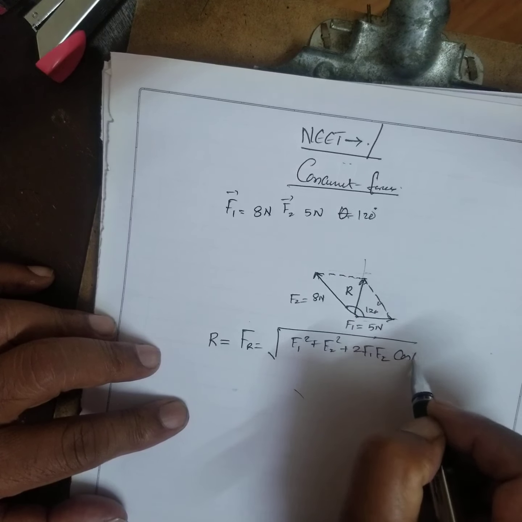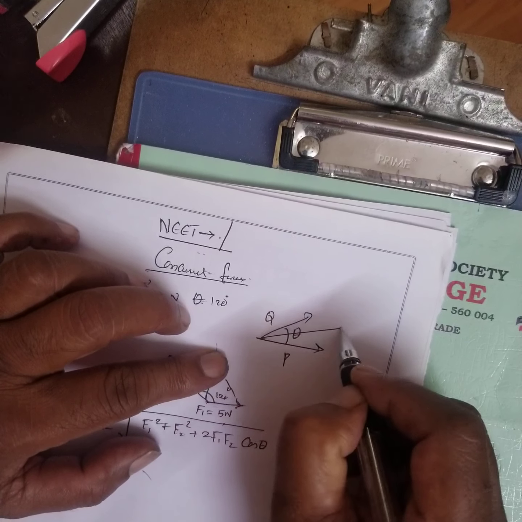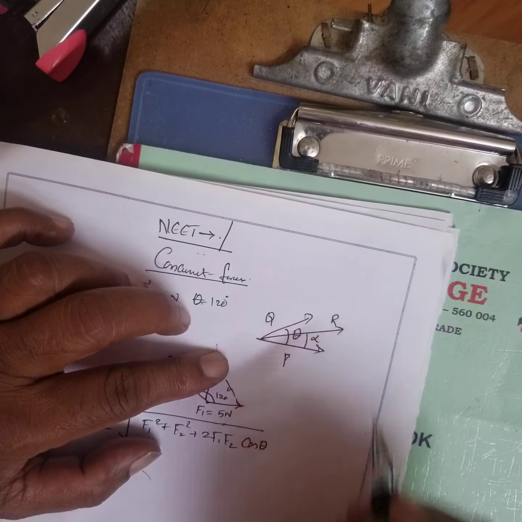But students remember it in this form: P and Q, theta is the angle, R is the resultant, alpha is the direction. Then R is equal to square root of P square plus Q square plus 2PQ cos theta. Alpha is the direction. Therefore tan alpha is equal to Q sin theta over P plus Q cos theta. This only they remember, but when it is given like this, it is a problem. Okay, I am converting into this form.